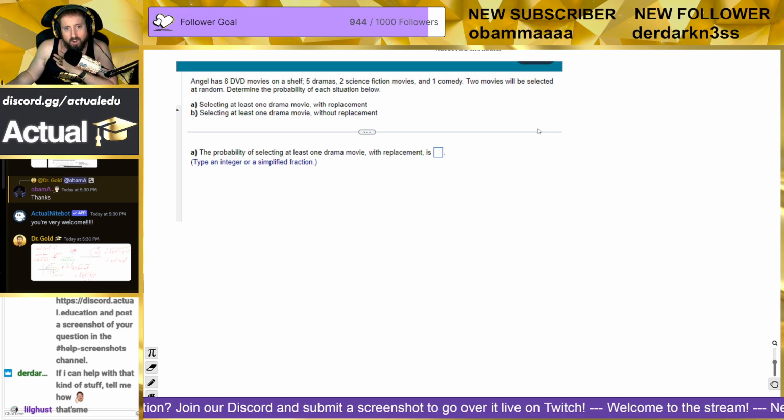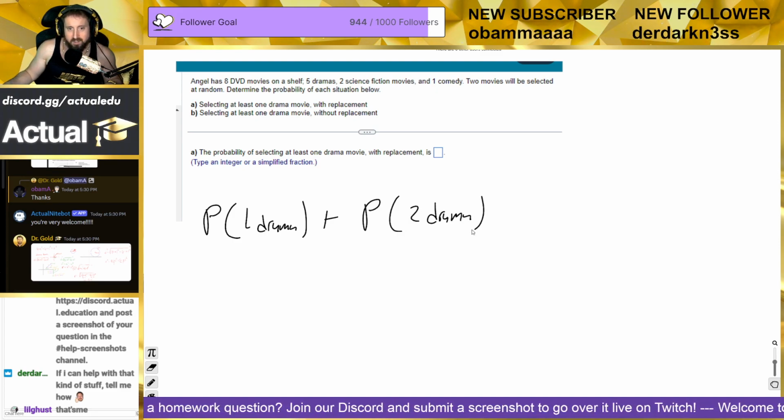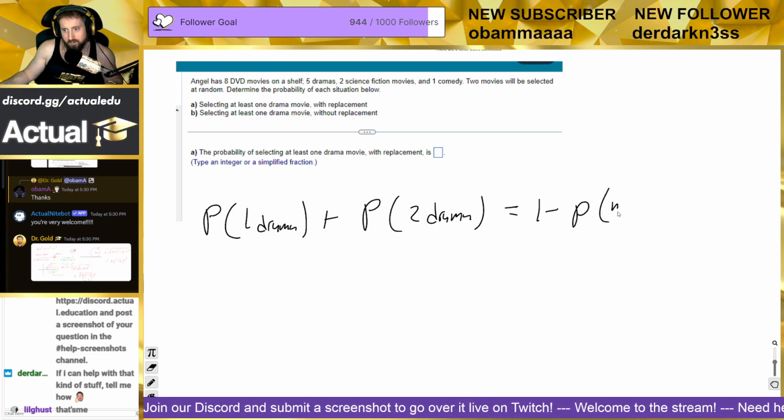Okay. Selecting at least 1 drama movie. Has 8 movies on a shelf. 2 movies will be selected. Okay, cool. So selecting at least 1 drama movie without replacement. So that's the probability of one drama, right? Plus the probability of two dramas, right? That's at least one. I could also say this is equal to 1 minus the probability of no dramas.